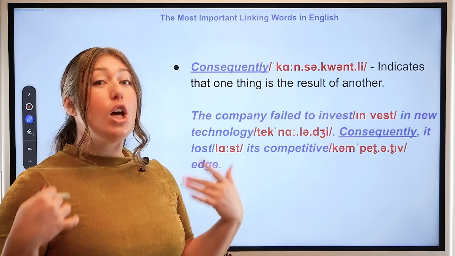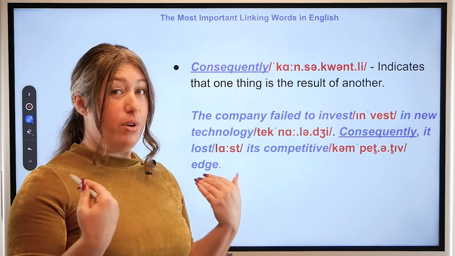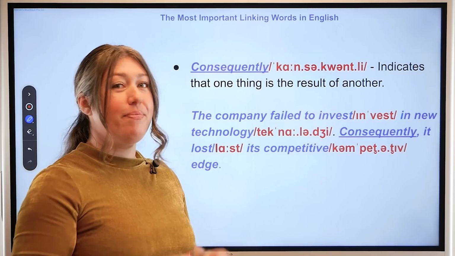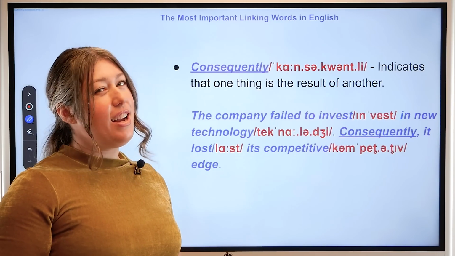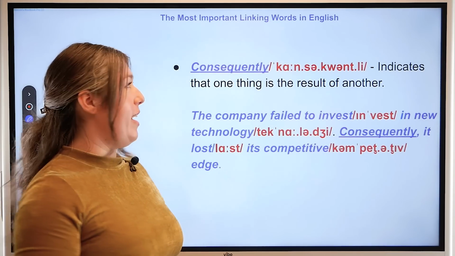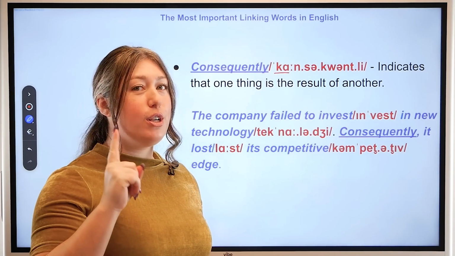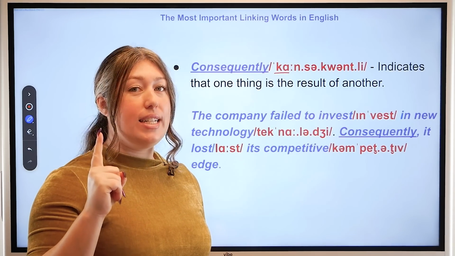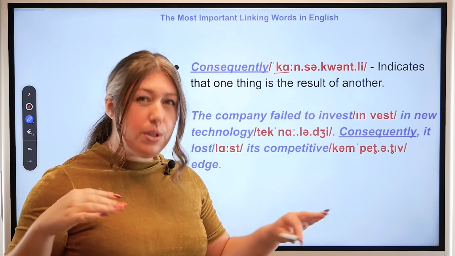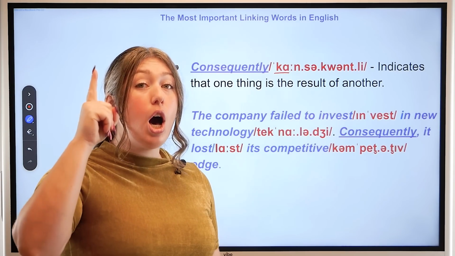And the last linking word for cause and effect that I'll show you is consequently. Consequently means the consequence of the previous statement is. And if we look at pronunciation, I know it looks like a long word, but don't be afraid. We've got it broken down here with the phonetic transcription and a stress on the first syllable. Consequently. I'll do it really slow so you can practice with me.